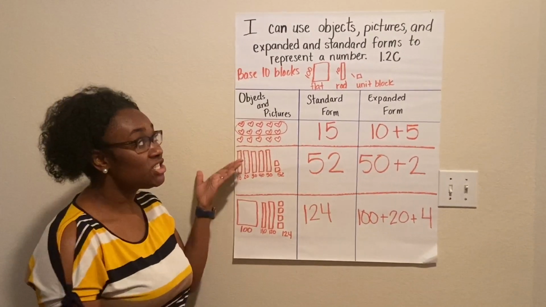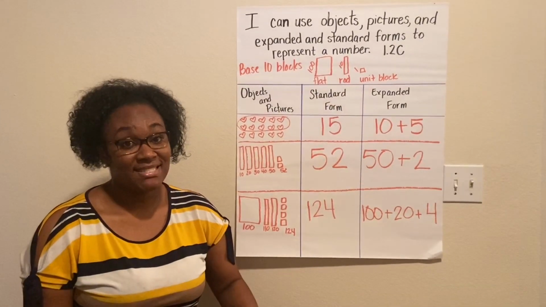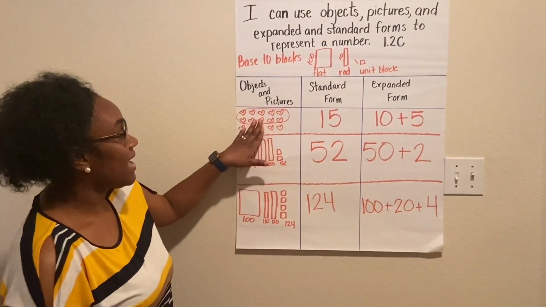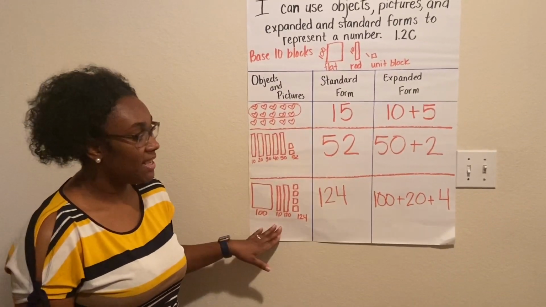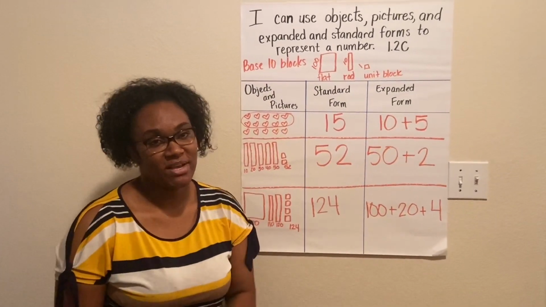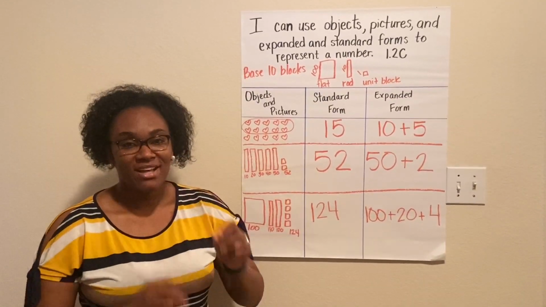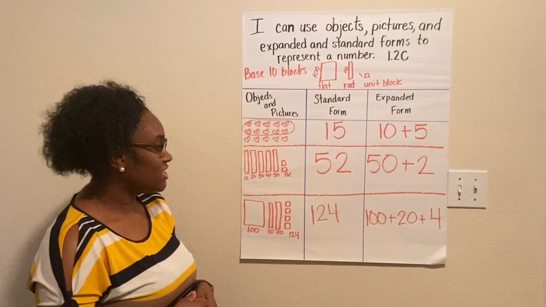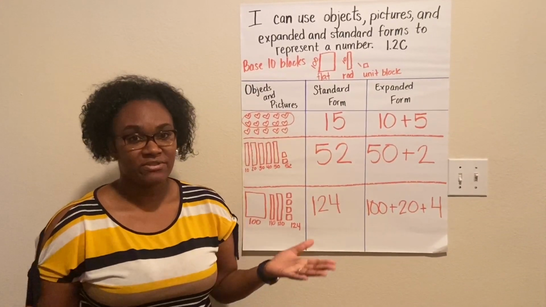Okay, so essentially this is what we're doing. We're showing different ways to represent the same number. So here we had objects and pictures, standard form, expanded form. We used base 10 blocks on the rest, and it shows different ways that you can represent the number. So take some time today and throw out different numbers for your kids or your students and see if they can show you how to represent that number in different ways.